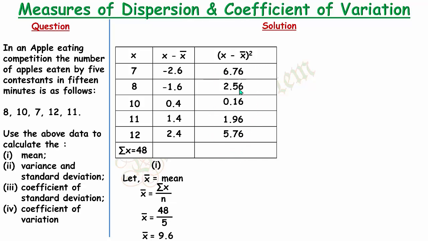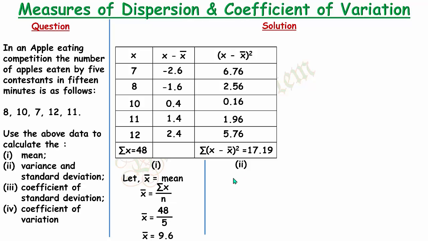Now I need to sum up this column. So 6.76 plus 2.56 plus 0.16 plus 1.96 plus 5.76 equals 17.2. That's the summation of this column. I know you'll be wondering, why did I have to go through this route rather than finding the absolute value? The reason is because I need to find the variance and the standard deviation. In a short while, I'm going to show you the formula for finding the variance and the standard deviation, but I needed to get values for these 2 columns, as the summation of this column will be instrumental in getting the value of the variance and the standard deviation.